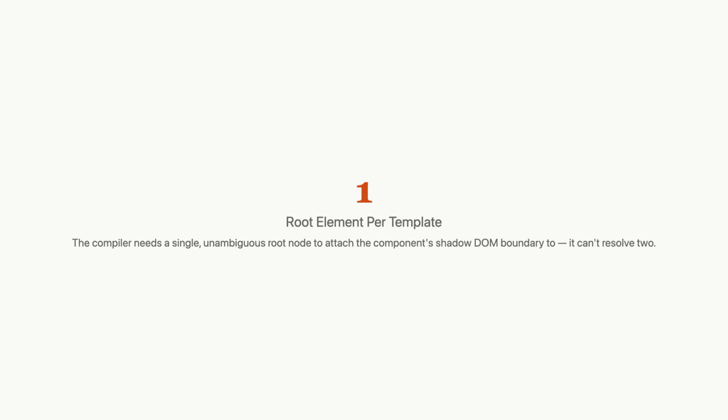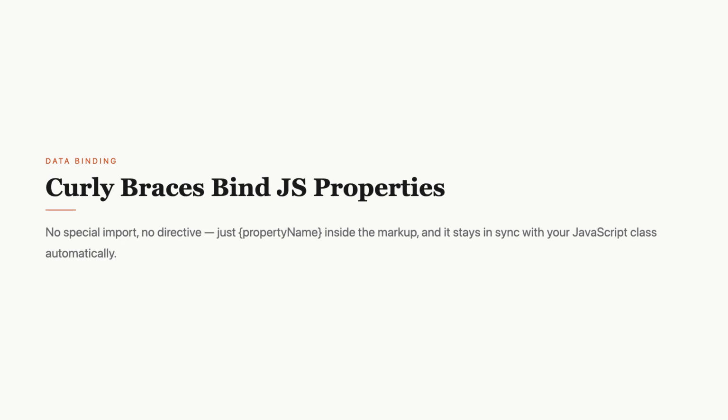Here's the pattern: a loading state, an error state, and a default success state, chained with lwc:if, lwc:elseif, and lwc:else. Only one branch renders at a time, evaluated top to bottom.